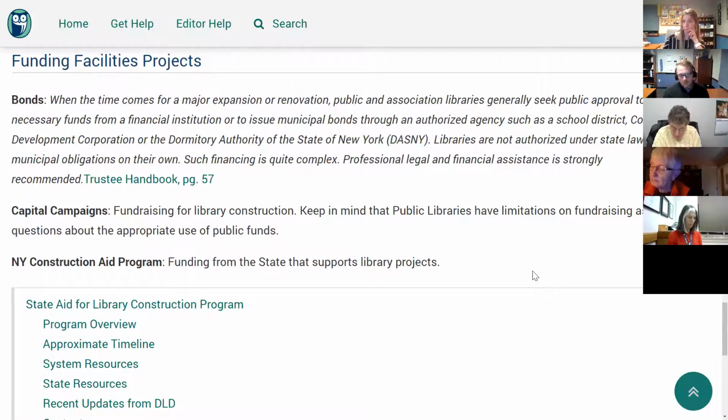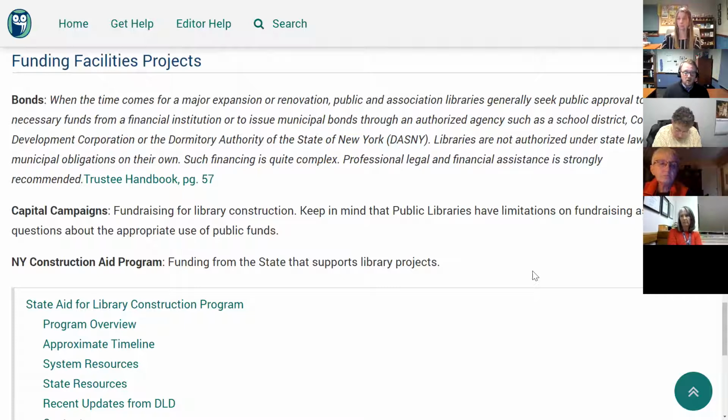Okay, next is capital campaigns. So this is fundraising for library construction. Association libraries, you can do all the fundraising you want. That's fine. Be realistic with your fundraising. I know that there are some that need to raise $500,000 for an expansion, and they expect to raise that money within a year or two before they fill out that construction aid application.